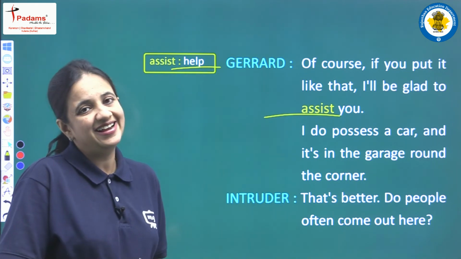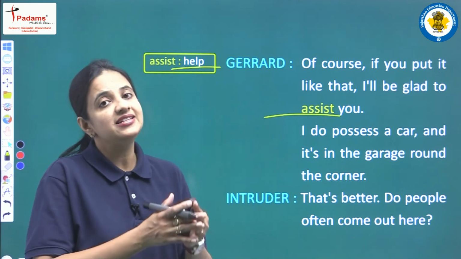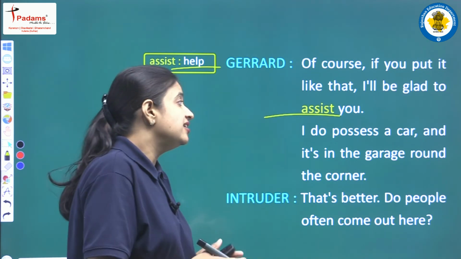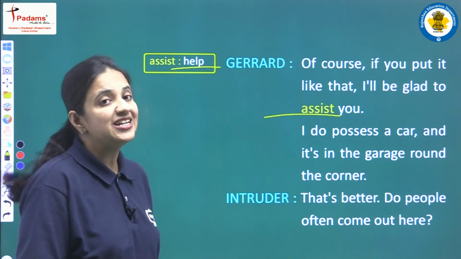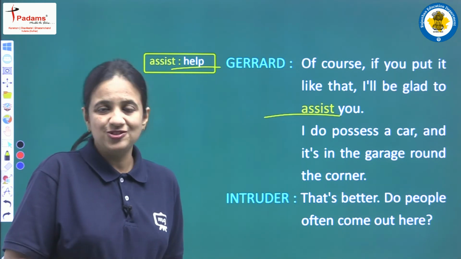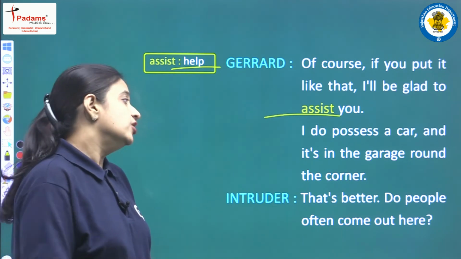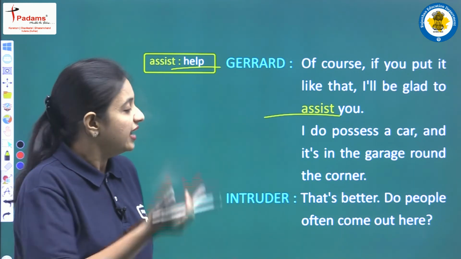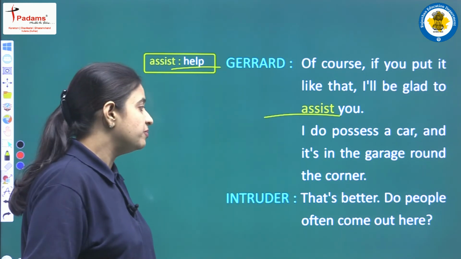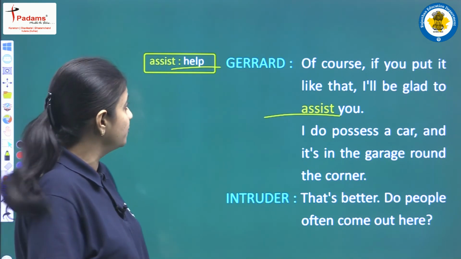So now finally Gerald answers, saying that yes, I do possess a car, and that car is in the garage round the corner. Intruder: that's better. So now the intruder is satisfied with the answer, and he is saying that okay, now you are doing good. Do people often come out here? Again he has one more question, and this time he is asking whether people often come out here to your cottage to meet you.